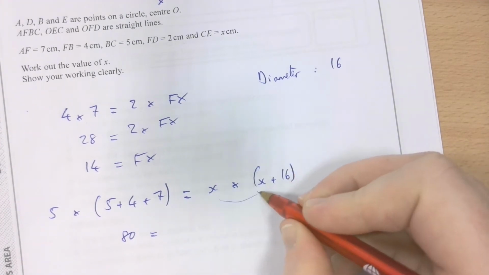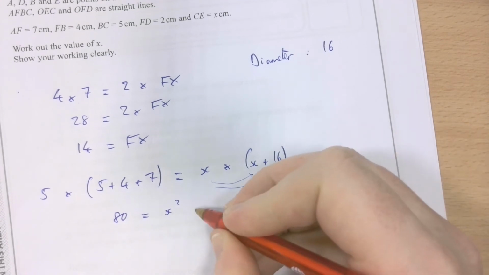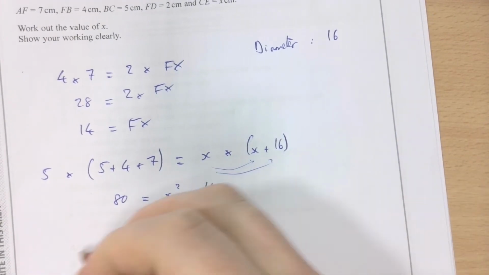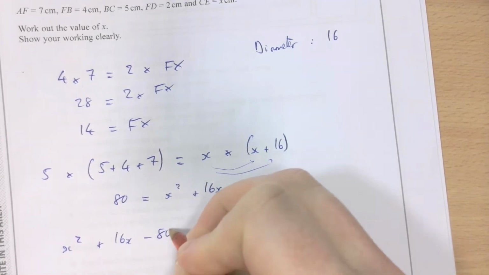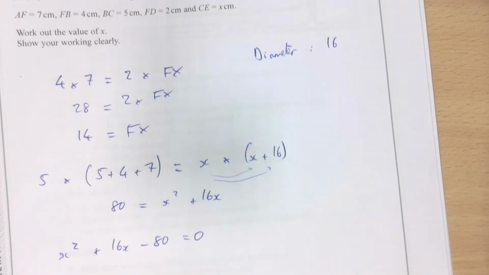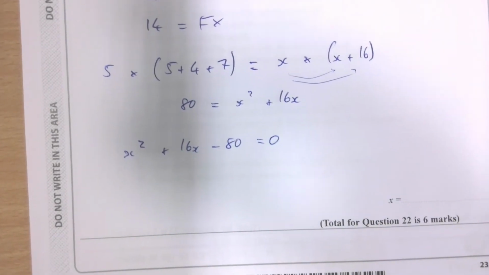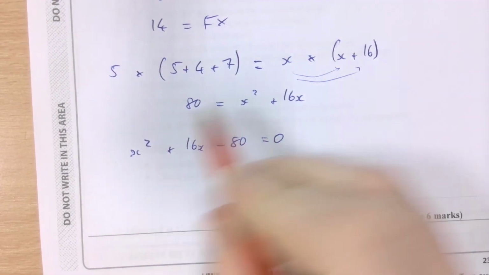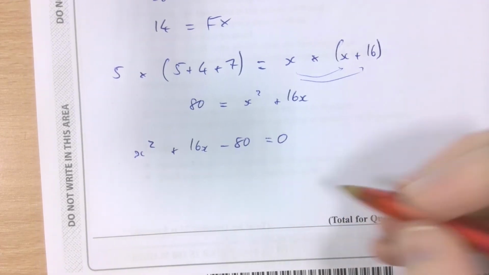Effectively, this is a single bracket expansion. x times x is x squared. x times 16 is 16x. Okay? Take away 80 from both sides. I end up with x squared plus 16x minus 80 equals 0. Okay? Just going to move this slightly further down so you can see the rest of my page. And then we're solving this quadratic. To find the value of x is to solve this quadratic in this particular case.